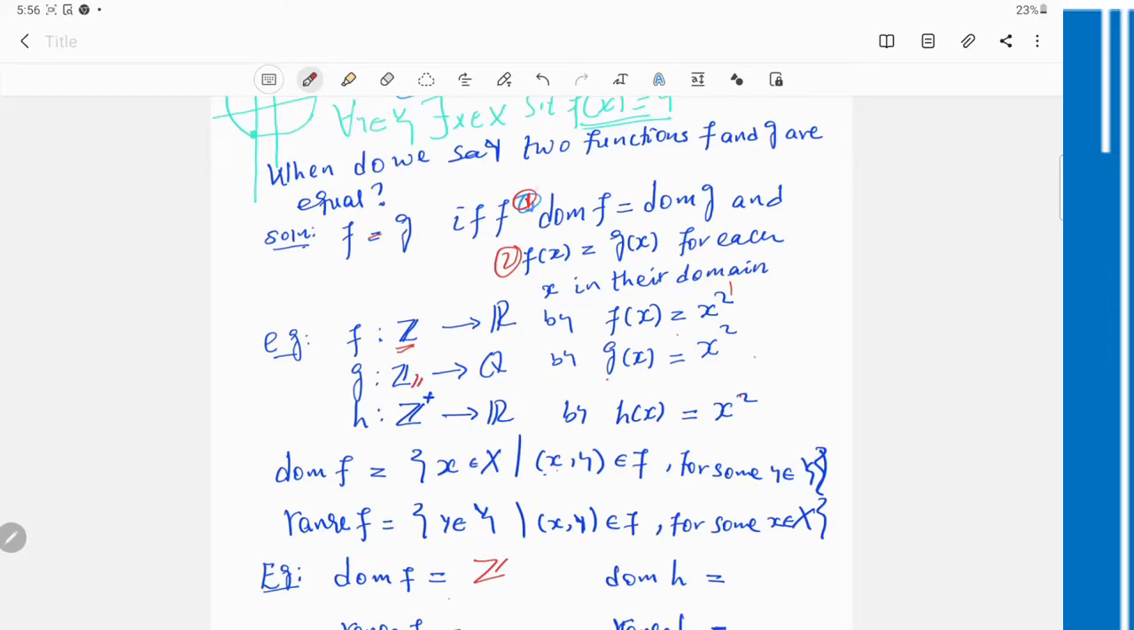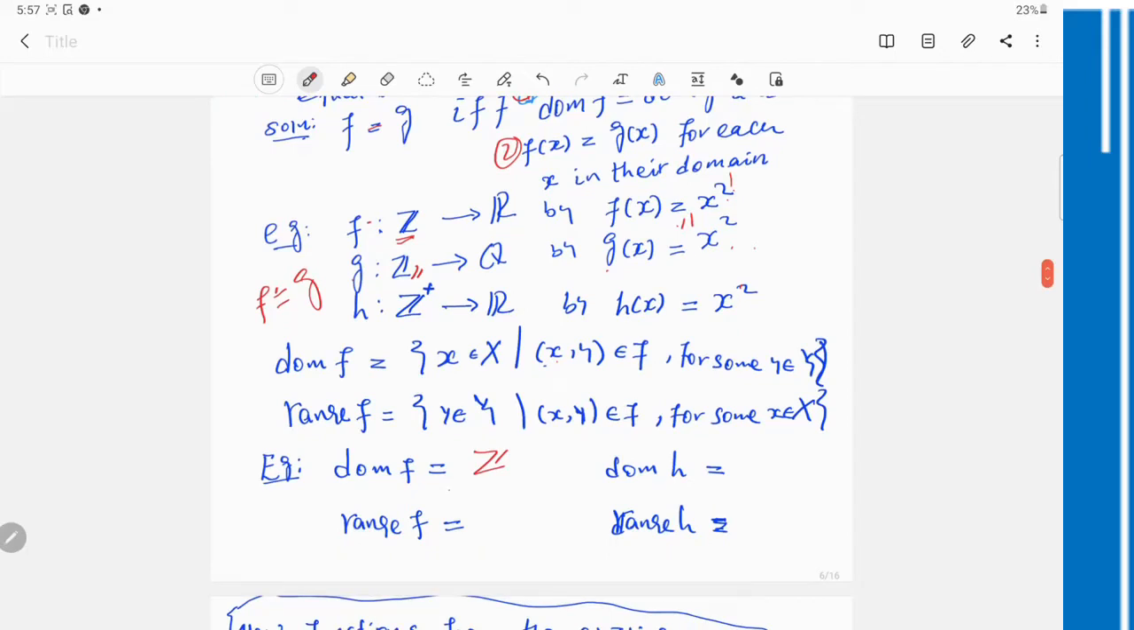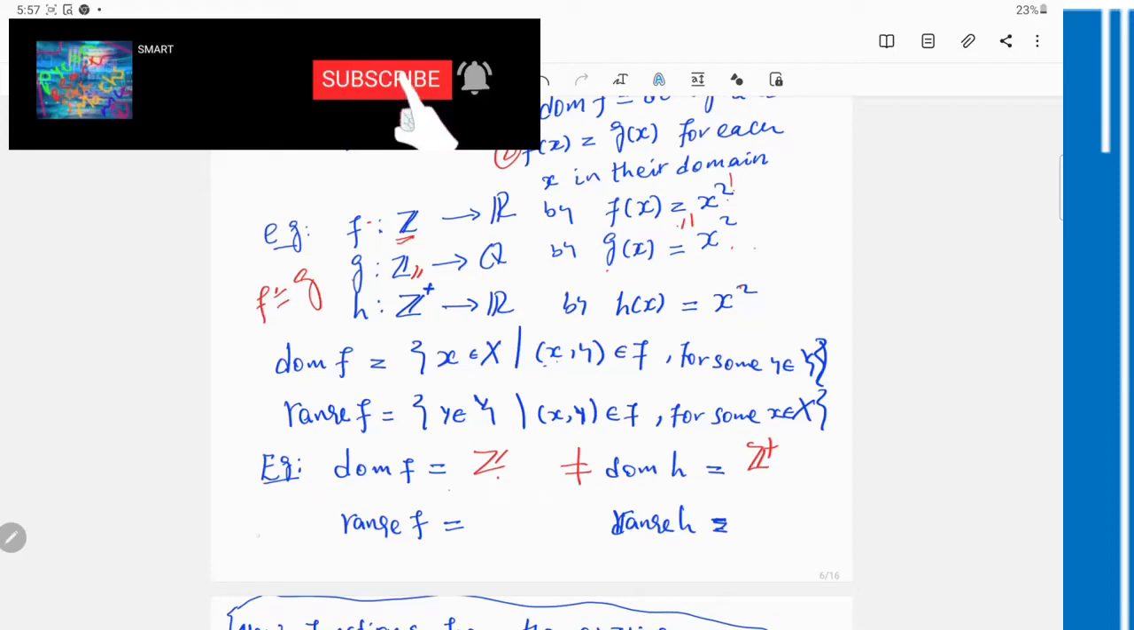Now they pass the first criteria. Then the second is, what's its functional value. As you see from the definition, x squared is equal to this one, which means they are equal. So these are examples where f equals g. But how about h? The domain of f is Z and the domain of h is the set of all positive integers, and these are not equal, so it doesn't pass the first criteria. So we say f is not equal to h.